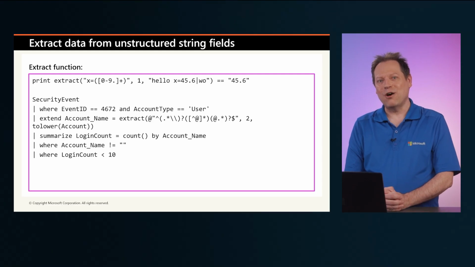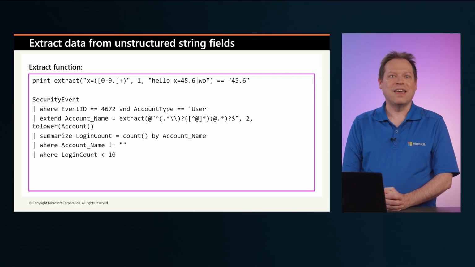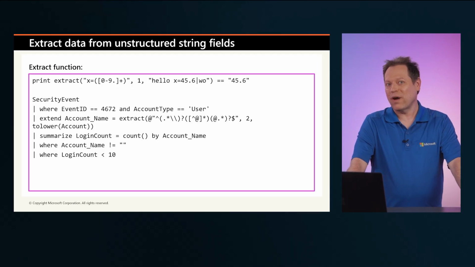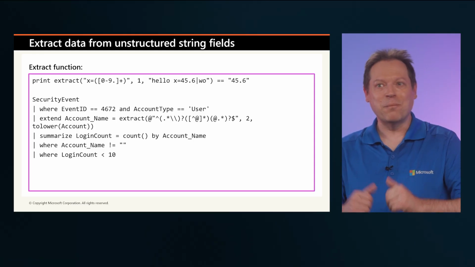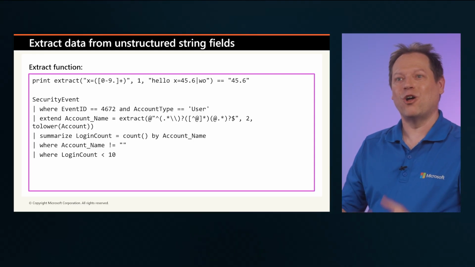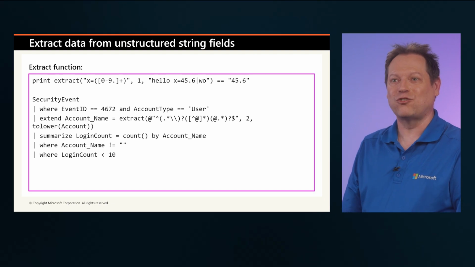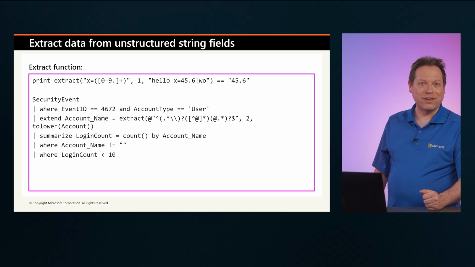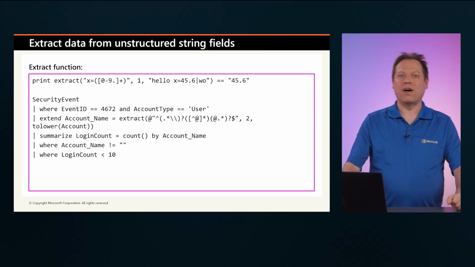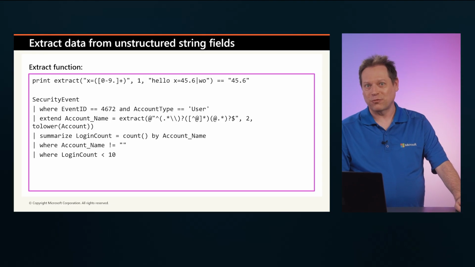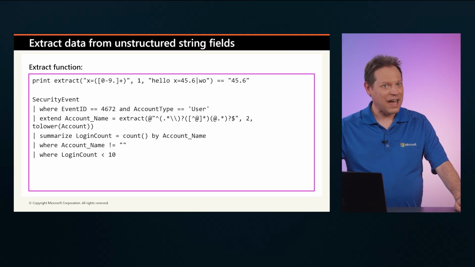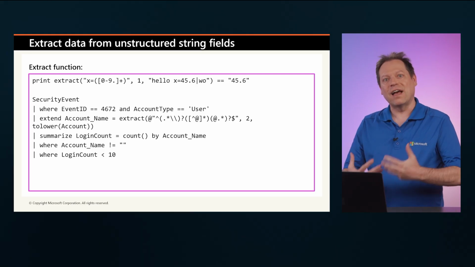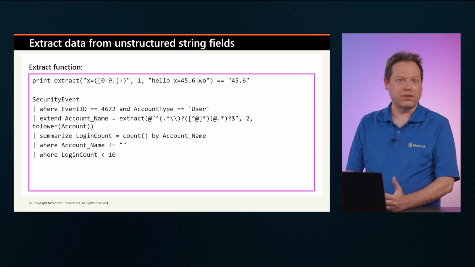To pull a value out of unstructured text, KQL provides the extract function, which uses a regular expression. A simple illustration is printing the result of the example we have on screen and confirming it returns 45.6. That pattern defines a regex, a regular expression. Choose a capture group, the brackets, and apply it to a string. Scale directly into real security data.